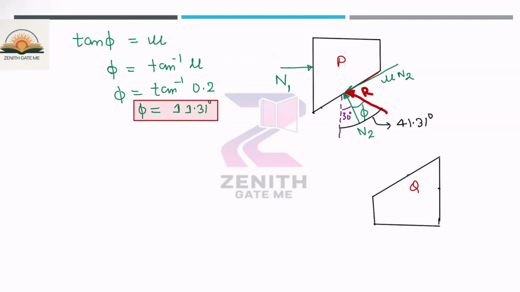Now, what are the forces acting on this particular block P? So the forces are nothing but one is the resultant force. Let us suppose I'm just denoting with point 1. So this is nothing but N1. This is the resultant force, which is R, which is making an angle of 41.31 degrees. And here will be the weight of the block P, which is nothing but 100 into 9.81, the 100 g value.